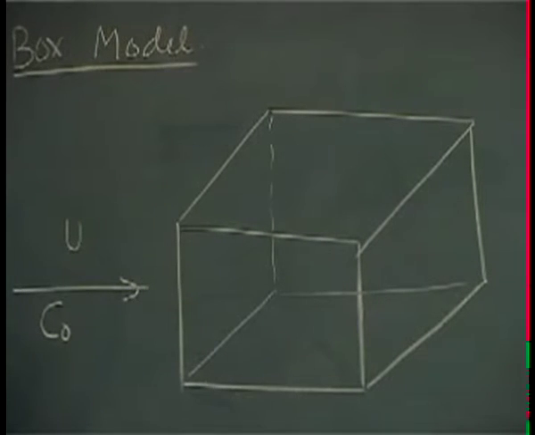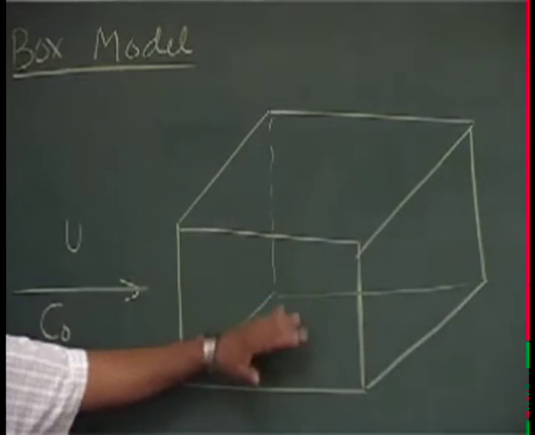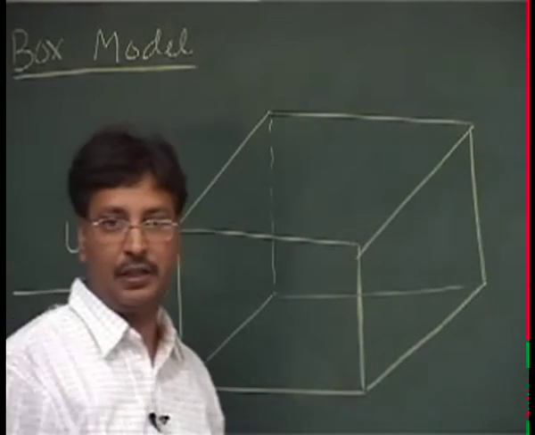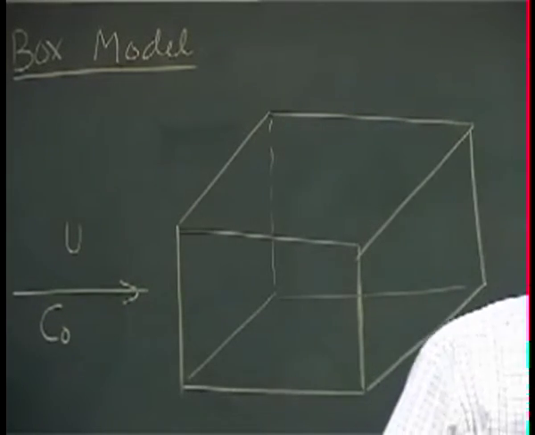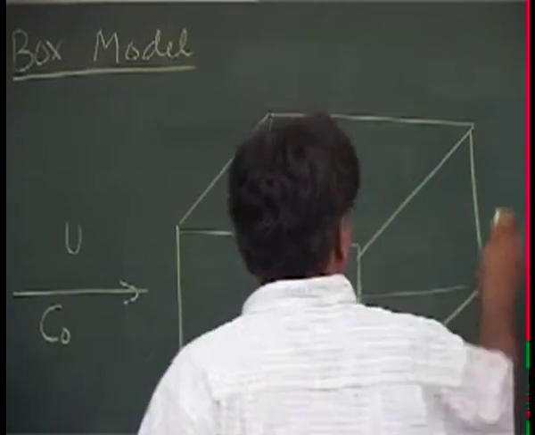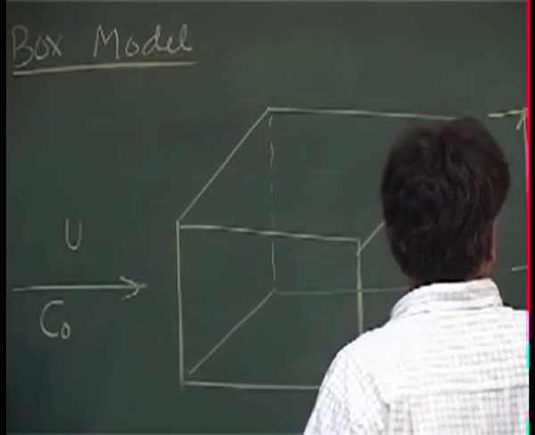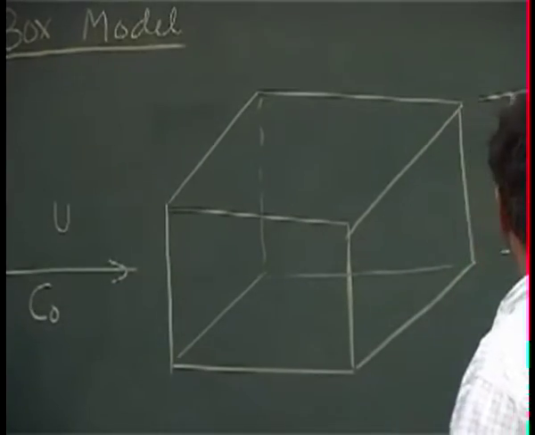And you are saying the pollutants in the box can disperse only up to a certain height. What is that height? Mixing height. Okay, very good. So let me call this Z, or mixing height.